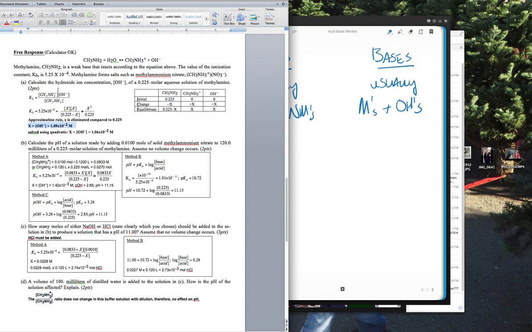As far as A goes, it's very straightforward. Just calculate the concentration of OH minus. You're just looking for x, and let's say it's 1.09 times 10 to the negative 2 molarity. Okay. So now you have the OH minus.